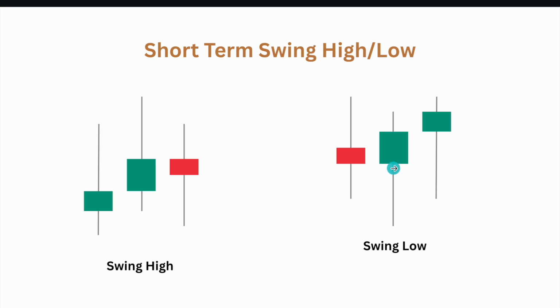Similarly, in the case of a swing low, the candle to the left has a low higher than our swing low, and the candle to the right of our swing low has a low higher than our swing low. So this is called a swing low. So these are the short term swing highs and swing lows.